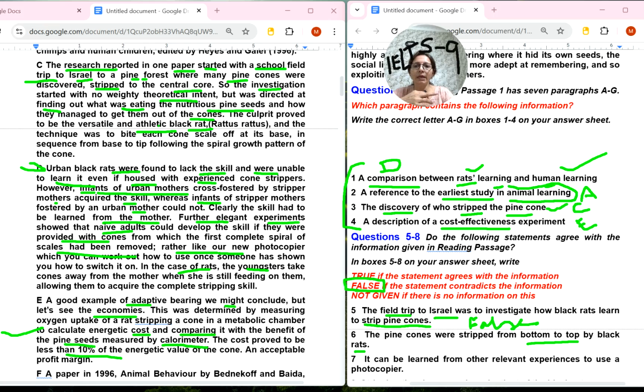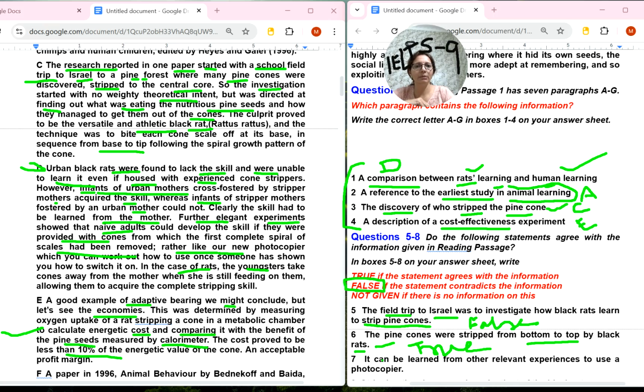Okay, how did they manage to get them out of the cones? The culprit proved to be the versatile and athletic black rats, and the technique was to bite each cone scale off, meaning strip off, at its base, and in the sequence from base to tip, tip is the highest point, following the spiral growth pattern of the cone. It means the pine cones were stripped from bottom to top by the black rat. So this is perfect. Perfect meaning is matching here and here. This is the question statement, this is the information in the paragraph. So both meanings are matching, and so we will just write here true.